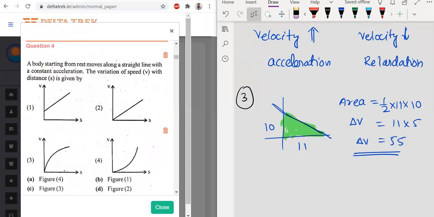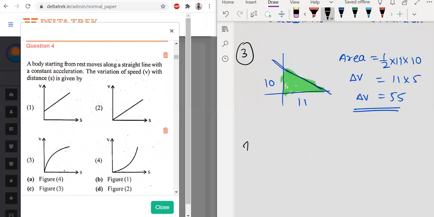Let's see the fourth one. Which figure has the variation of v versus x? So v versus x, v versus s. You need to think about what you know regarding v versus x.